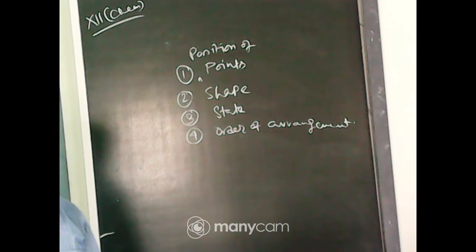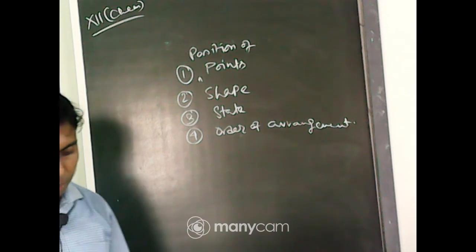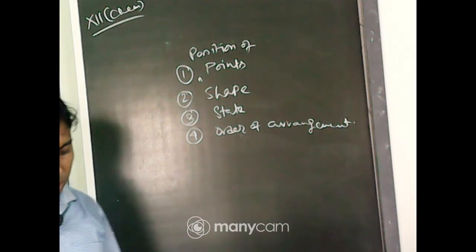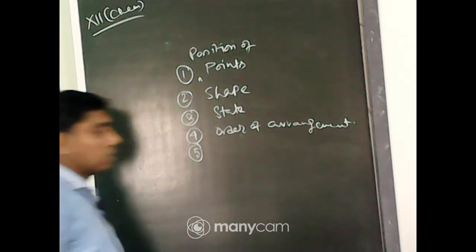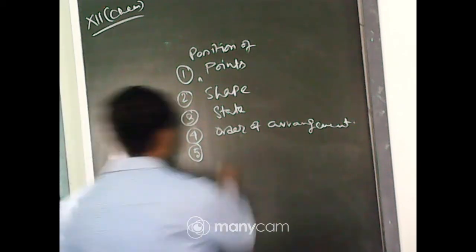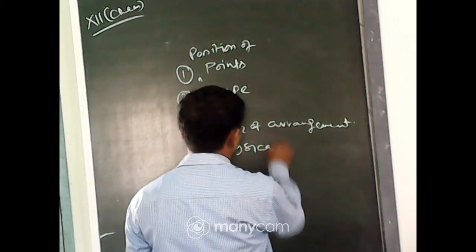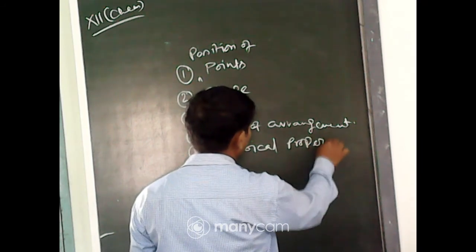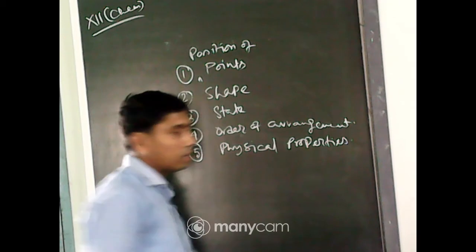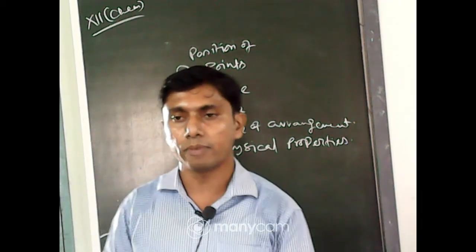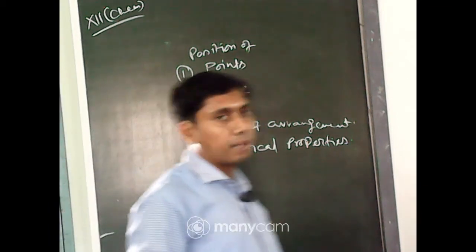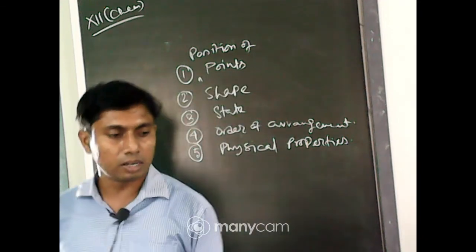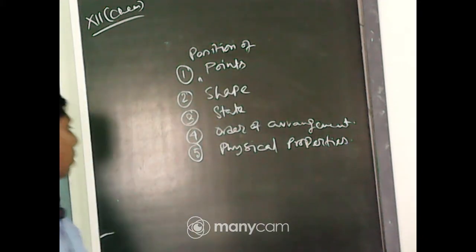Next one, nature of physical properties. Crystalline solids are anisotropic, that is, their physical properties are different in different directions. Number 5 is about physical properties. So, crystalline solids have different physical properties, that is, the values of the physical properties are different in different directions, but they are the same for the amorphous solid in different directions. This is about the physical properties.